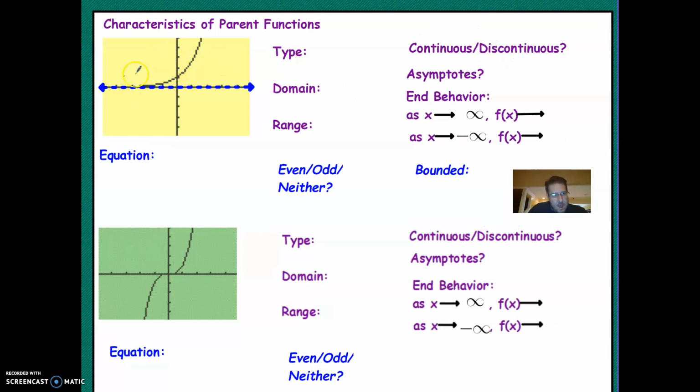This is an exponential function, so you should have also learned this in Algebra 1. Domain is all real numbers. It goes left and right infinitely. Range is everything above 0. This is continuous. You can draw it all in one continuous line. It does have an asymptote, so it has an asymptote right here at y equals 0.